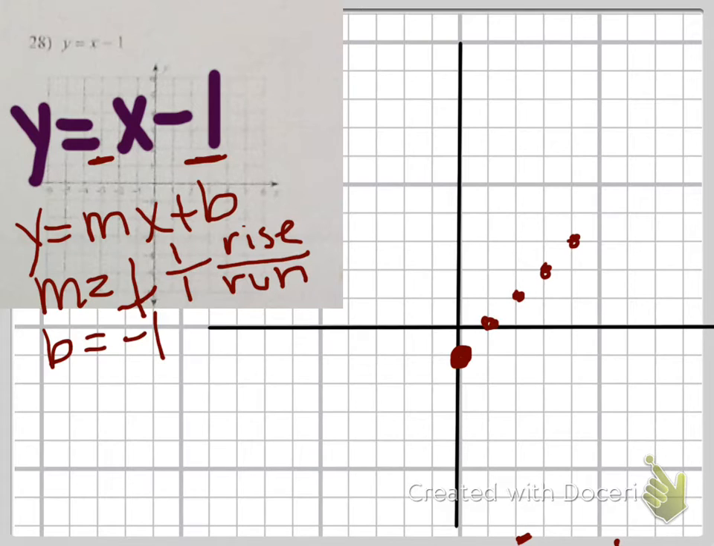Now I can go in the opposite direction. So I can go down 1 to the left 1. That'll give me a dot here. Down 1 to the left 1. And if you guys can see, it's starting to create my line. So now I'm simply going to connect my points. And that's my line for y is equal to x minus 1.